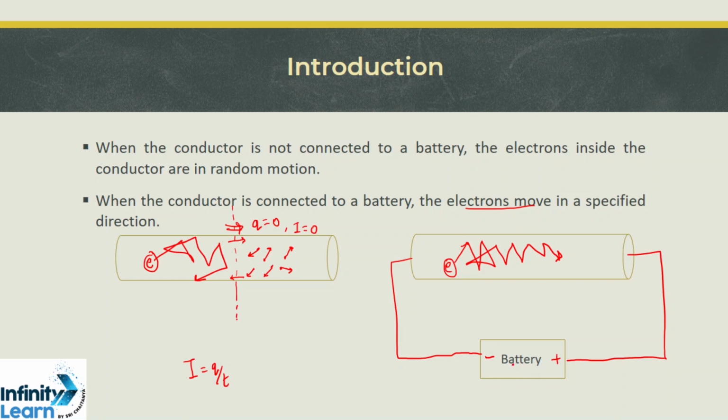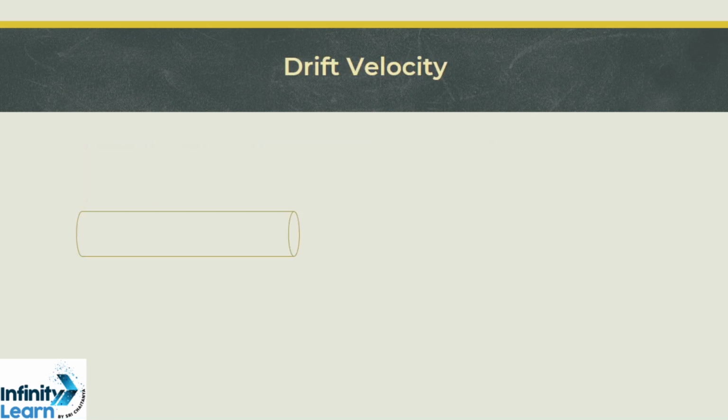As soon as we connect the battery, an EMF is set up, and the electrons move in a direction opposite to the direction of the EMF. In simple words, these negatively charged electrons are moving towards the positive terminal of the battery, and the speed with which they are drifting towards the positive terminal is termed their drift velocity. Now, let us quickly derive the relation for drift velocity.